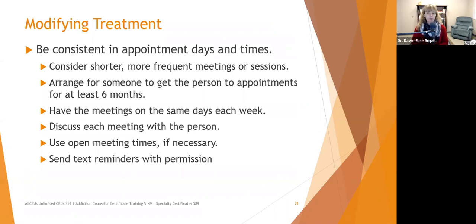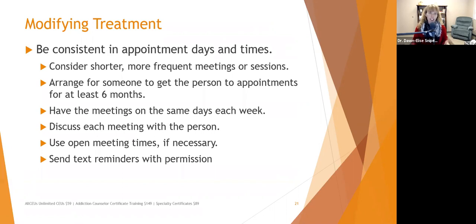Discuss each meeting with the person. Now, one suggestion was to use open meeting times if the person just couldn't seem to make a particular appointment, say Thursday, you need to come in and check in with me. Some clinicians are okay with that. Some clinicians, that just doesn't work.